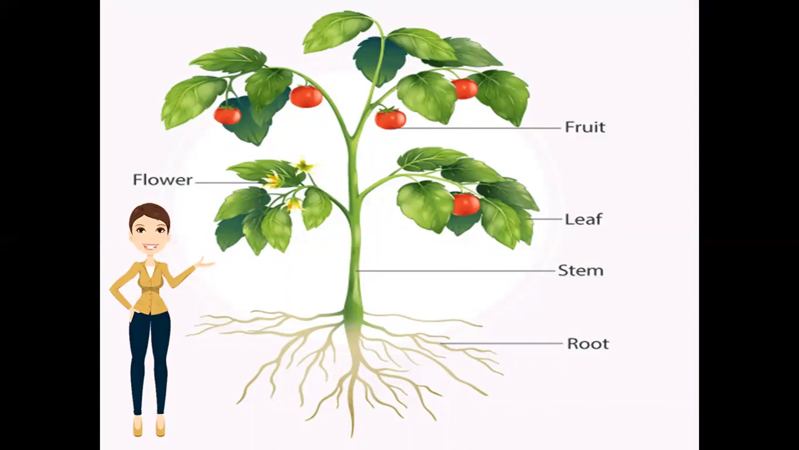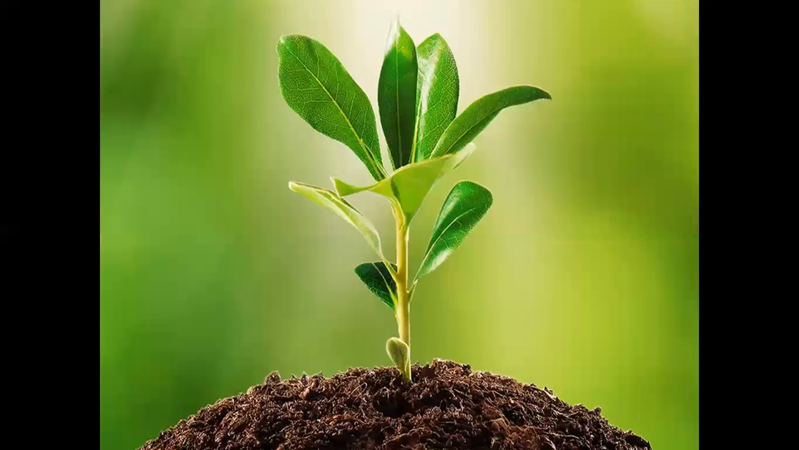Now let's revise. What are the five main parts of the plants? They are root, stem, leaf, flower, fruit.